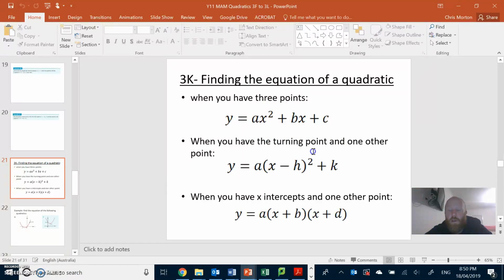If you're told about the turning point and you've got one other extra clue, you can use this. We've just done one on this video. Or you might be told about the intercepts and you'll need an extra point, and you can work that out the same way we've just done it. These are the 3 basic forms that we talk about in the course.